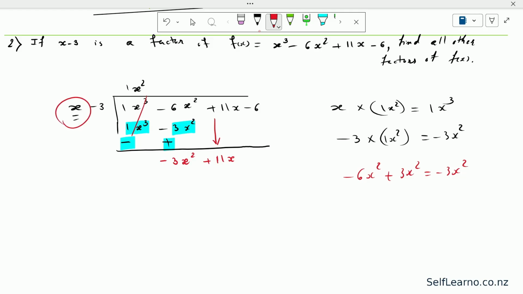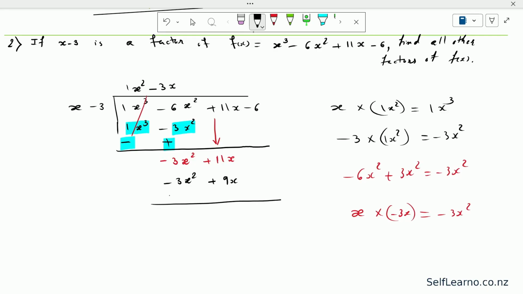Now I have x and I want to obtain negative 3x square. So for the multiplication, I must use negative 3x. So x times negative 3x is negative 3x square. Negative 3 times negative 3x is plus 9x. Let us change the sign. Negative becomes positive and positive becomes negative. They cancel each other. 11x minus 9x is plus 2x.